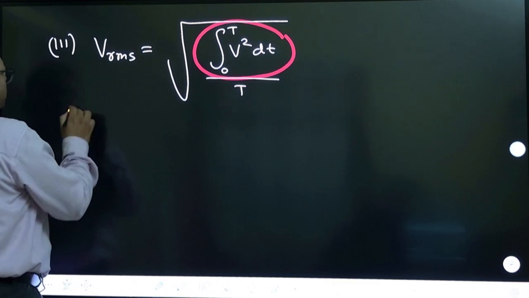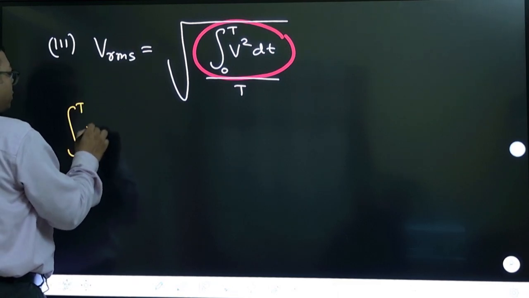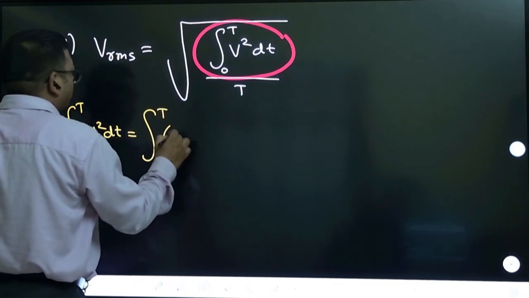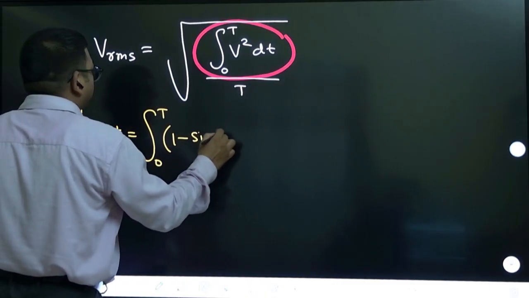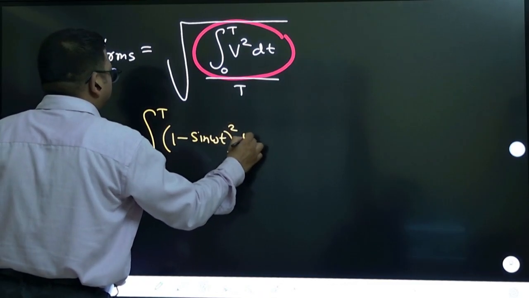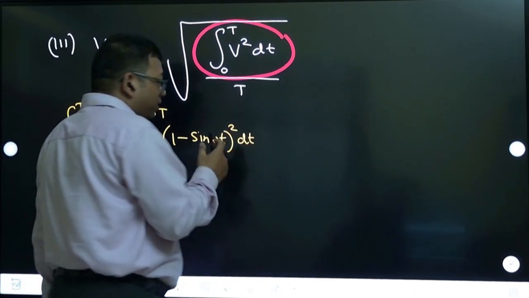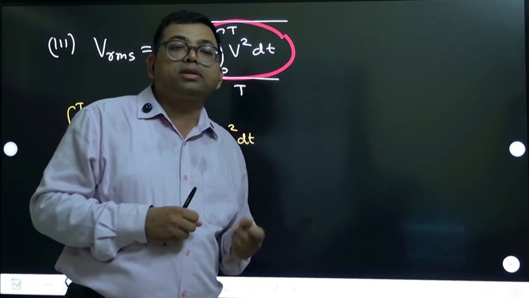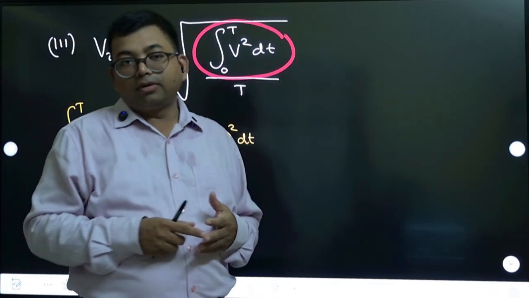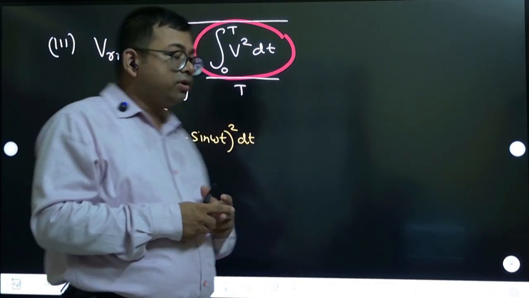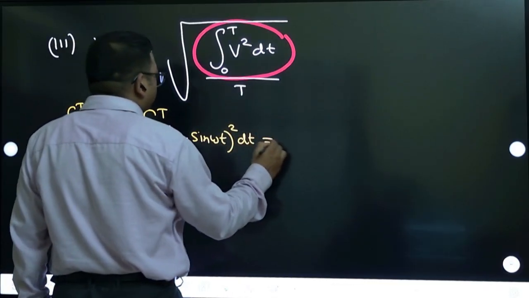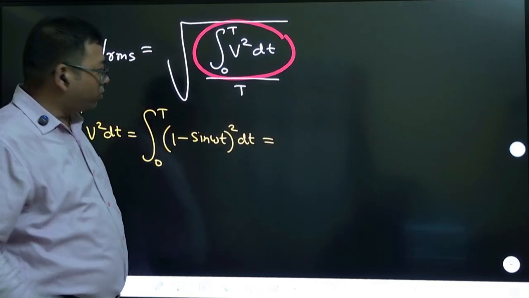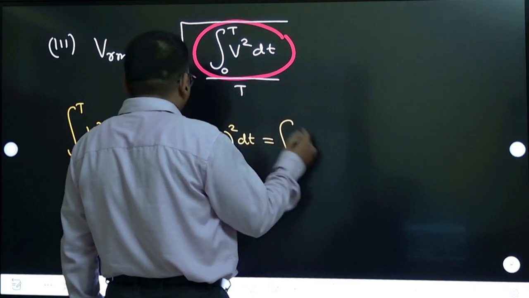Integral from 0 to T of v square dt, where v is 1 minus sine omega t, whole square, dt. Okay, let us try to understand step by step, because once you understand, you can derive it by yourself. You don't have to memorize. So let us do this. This is a minus b whole square. You know a minus b whole square. Open this.